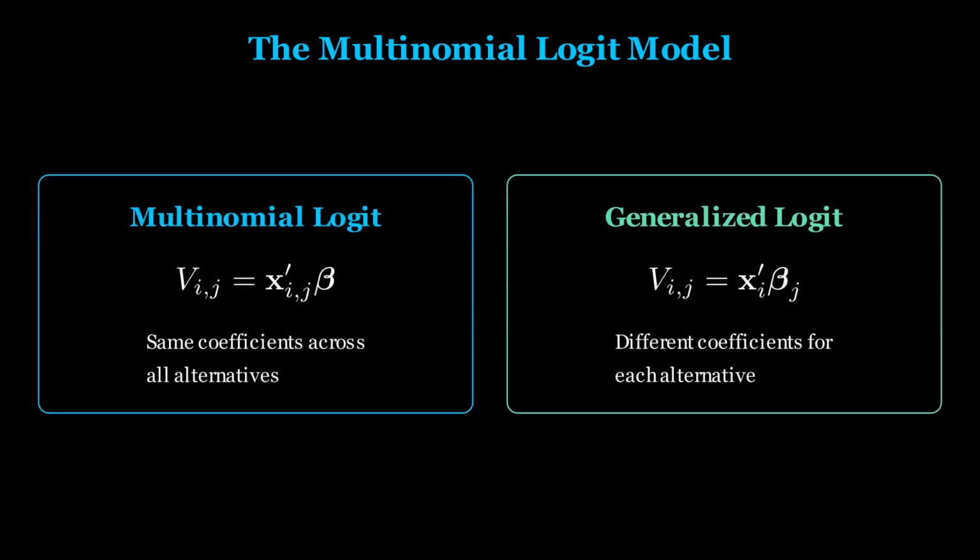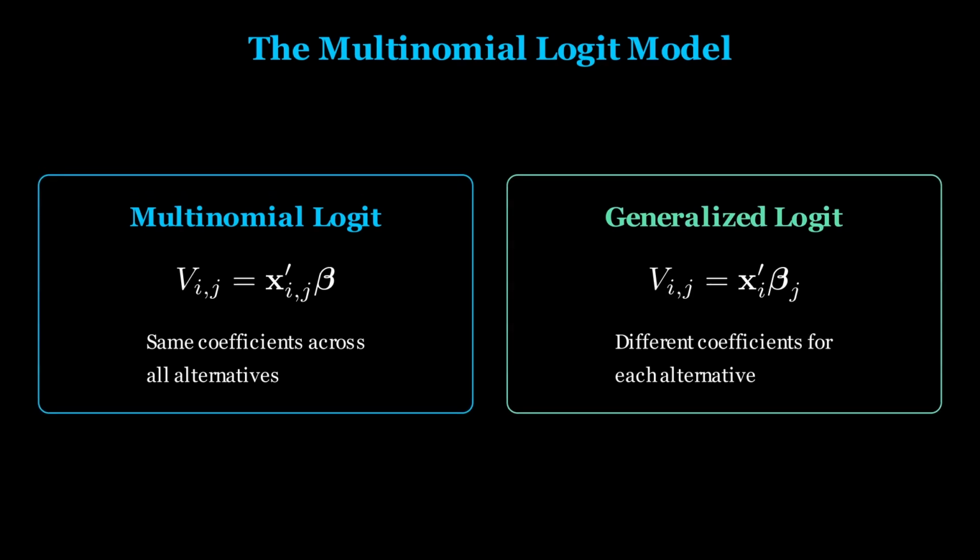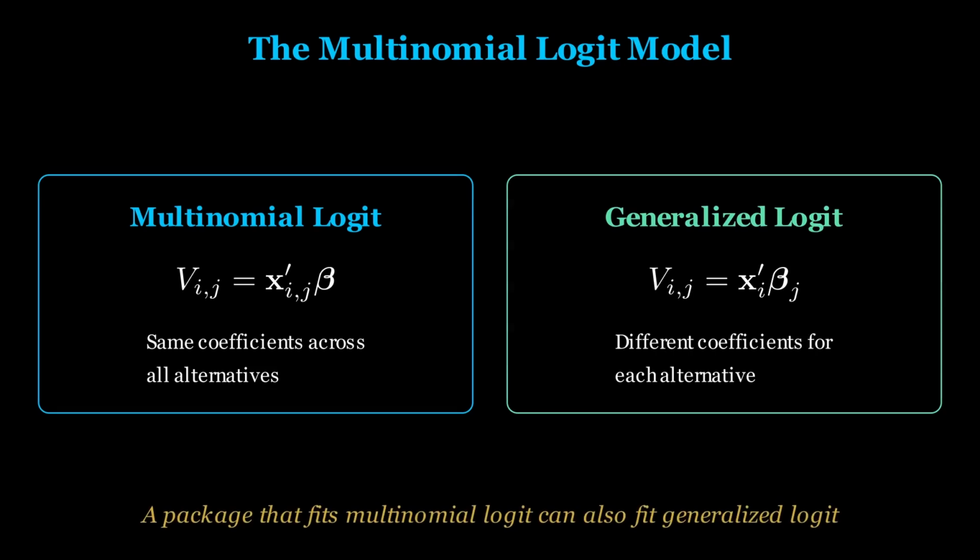Let's put the 2 models side by side, because this distinction is the whole point. The multinomial Logit model assumes the same set of coefficients for the explanatory variables across all alternatives. The generalized Logit model allows a different set of coefficients for each alternative, which gives it more flexibility to capture variation specific to each choice. One practical note: a statistical package that performs multinomial Logit estimation can also perform generalized Logit estimation, since the generalized Logit is just a special case.